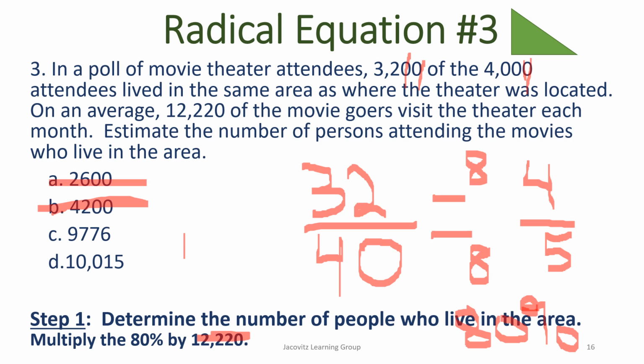Let's try D. 10 out of 12. When you get ready to take 2 into both of these numbers, you get 5 out of 6. And that's a little bit more than 80%. It's more like 83. So these two are in the running. But when you multiply this straight across, C is your answer. It's 9,776.